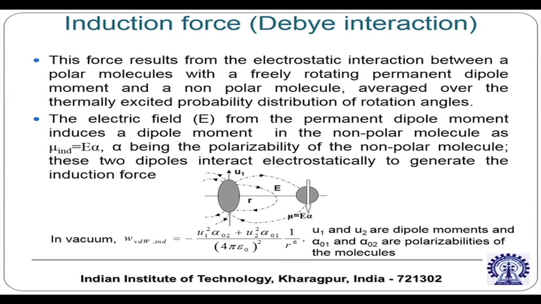Induction force or Debye interaction. How is it different from the previous one? This force results from the electrostatic interaction between a polar molecule with a freely rotating permanent dipole moment and a non-polar molecule. The previous was one polar with another polar; now it is one polar with another non-polar, averaged over the thermally excited probability distribution of rotation angles. The electric field from the permanent dipole moment induces a dipole moment in the non-polar molecule: mu induced equals E times alpha, alpha being the polarizability of the non-polar molecule. So the electric field from the permanent dipole moment can induce a dipole moment even in a non-polar molecule, and that is how it gets polarized. It is eventually a polar-polar interaction, but the second polar was induced, not originally polar.